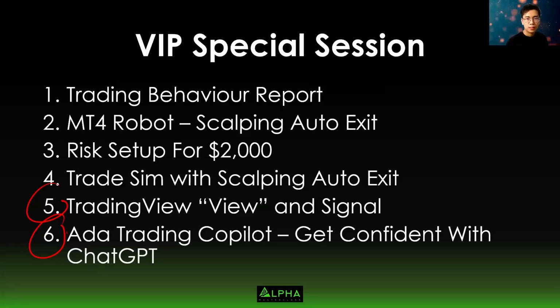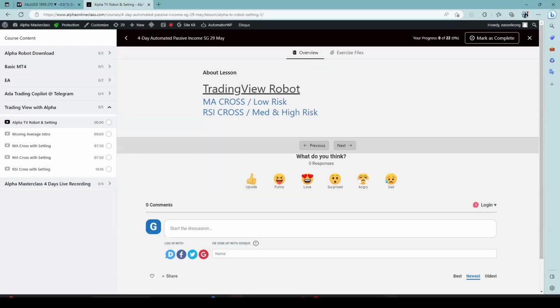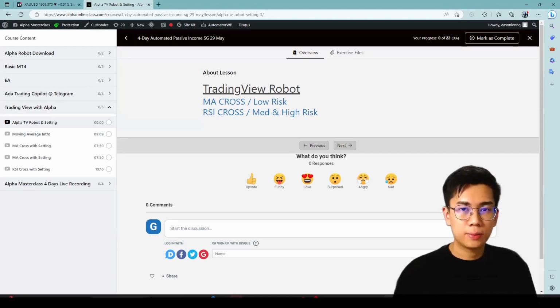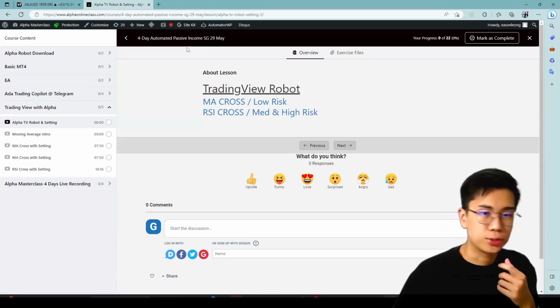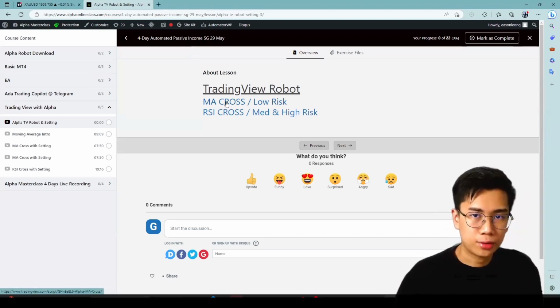TradingView first. Where you can get it is that for those in the VIP sessions, if you're part of the VIP, you should be able to come into the membership website that we have attached you in. It should be alphaonlineclass.com, and you should come into this. In the module, there are two robots given to you, which are MA Cross and RSI Cross.